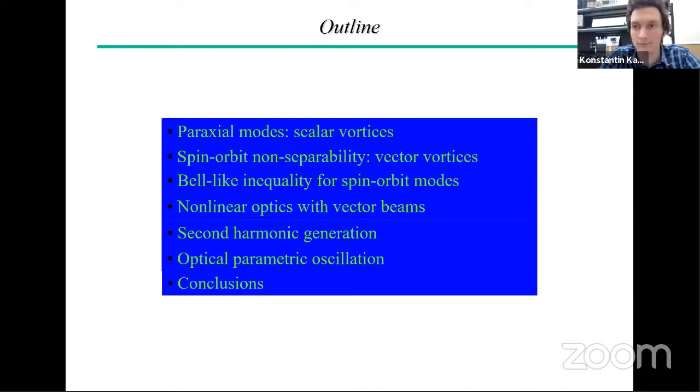We will also briefly discuss how we can use some quantum inequalities, such as the Bell-like inequalities, to characterize this kind of structural non-separability between polarization and transverse modes. Then I will switch to the main topic of my talk, which is how we play with these degrees of freedom in nonlinear optics, most notably in second harmonic generation and optical parametric oscillations. And then I will draw my conclusions.